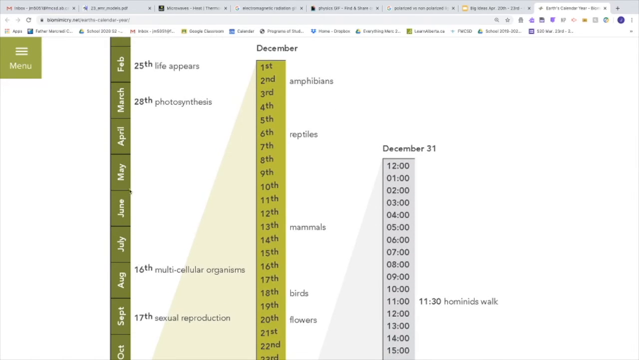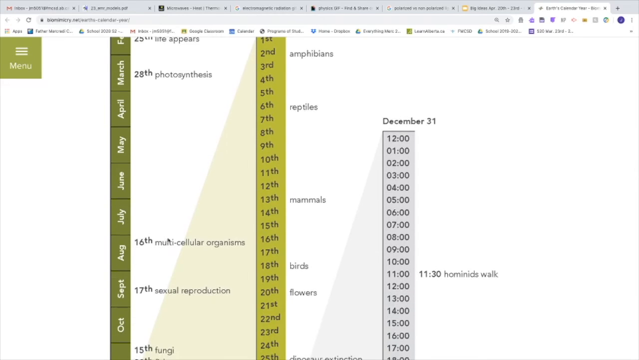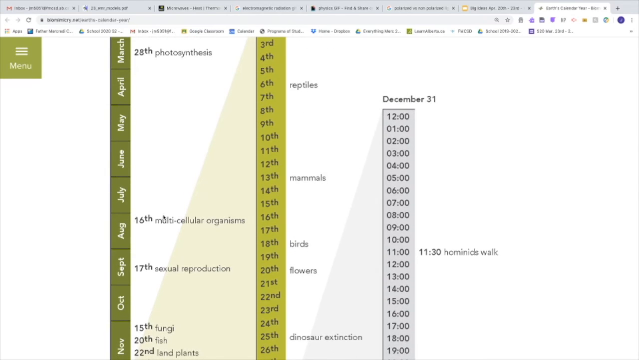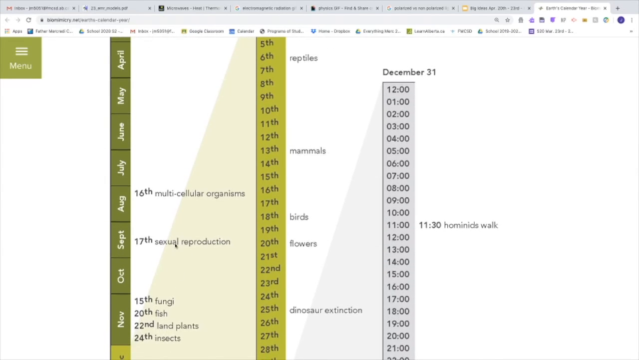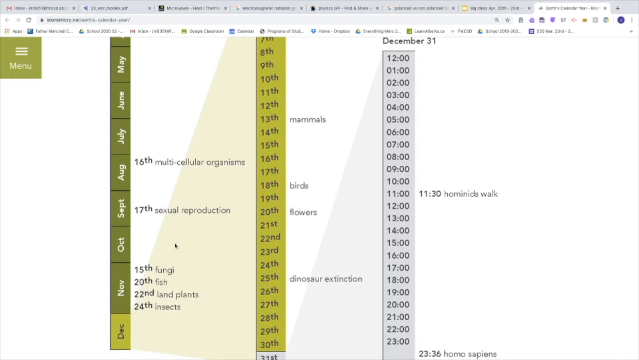Look, halfway through the year, June would be halfway, and we're now already into August. August 16th is when the first multicellular organisms appear. Before this, everything living on Earth had one cell, like a bacteria has one cell. So we have the first multicellular organisms appear on August 16th. It takes till September 17th for things to start reproducing sexually, basically by not cloning themselves.